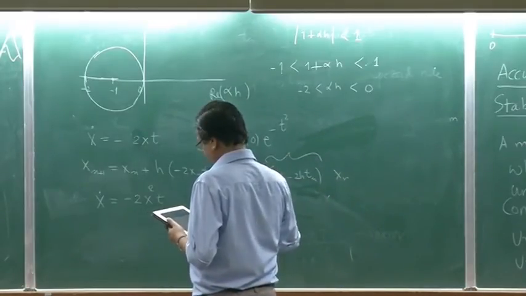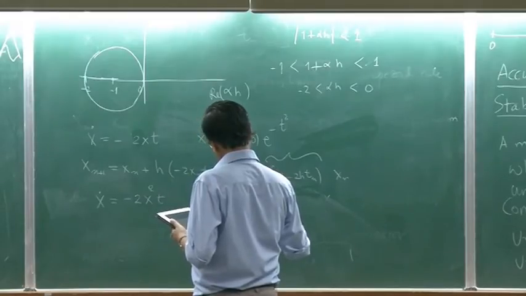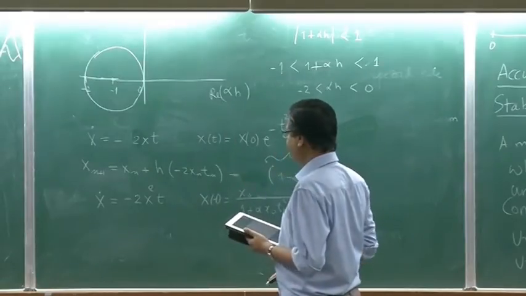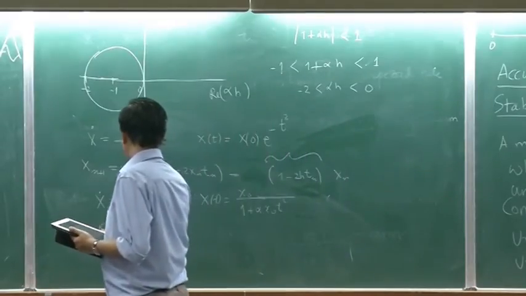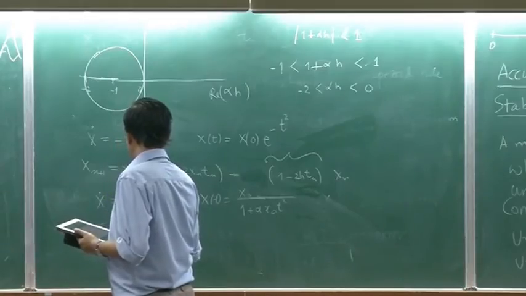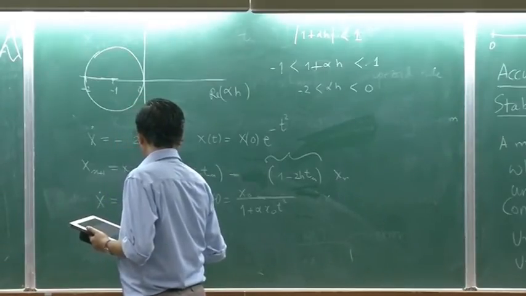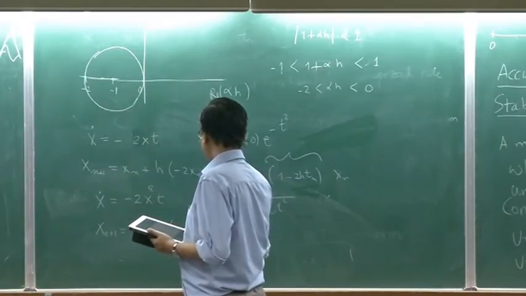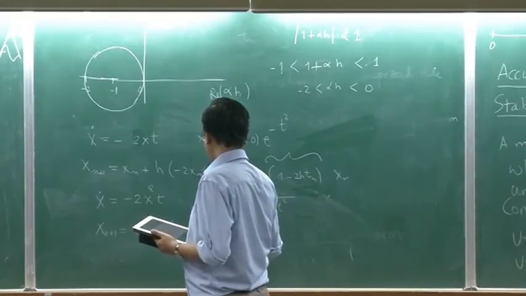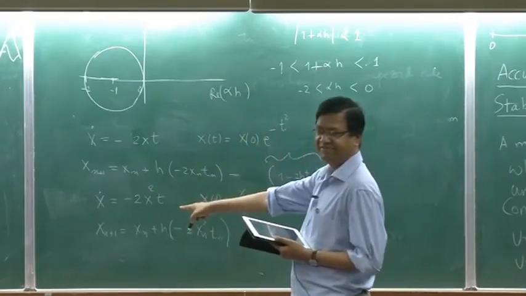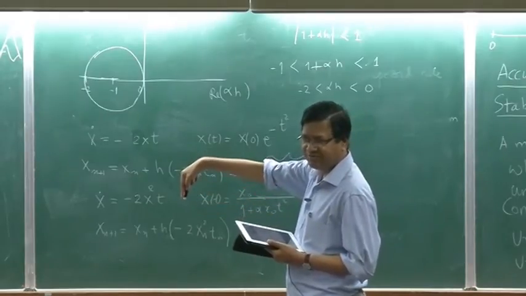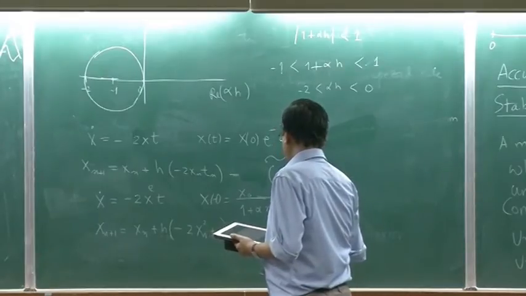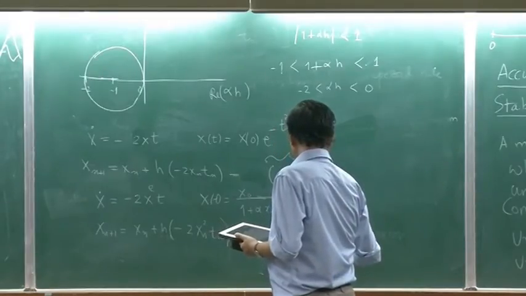So this one, it turns out, has an exact solution. x(t) is x0 times e to the minus t squared. Now what about the stability of this one? x(n+1) equal to xn plus h times minus 2 xn squared tn. I just put f at that point. So this is xn times (1 minus 2 h tn xn).